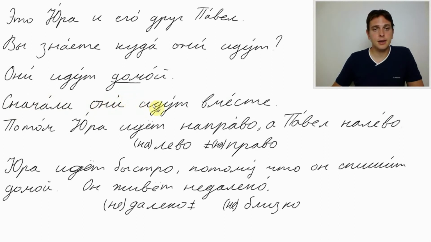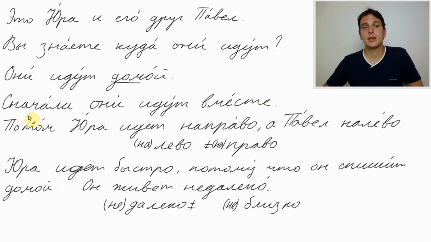Сначала они идут вместе. Do you remember the meaning of the sentence and of the words within the sentence? Сначала is first. Very useful word to narrate about something. First we did something, later we did something else. So сначала is first, потом is later. If you tell a story about yourself, what you did throughout the day, you will use these two words. Very useful, very common Russian words. Сначала они идут вместе. Вместе is together. First they are going together.